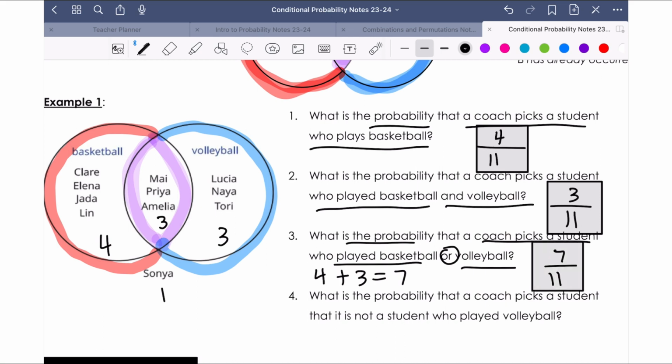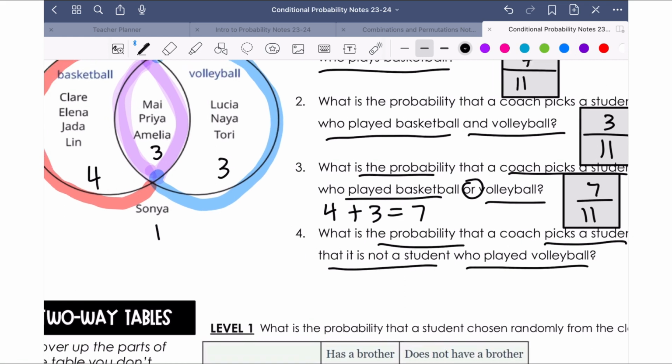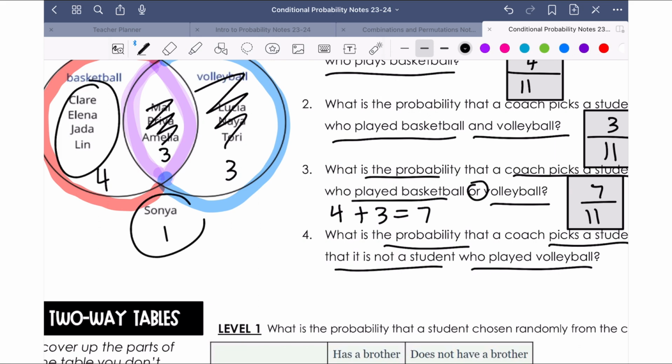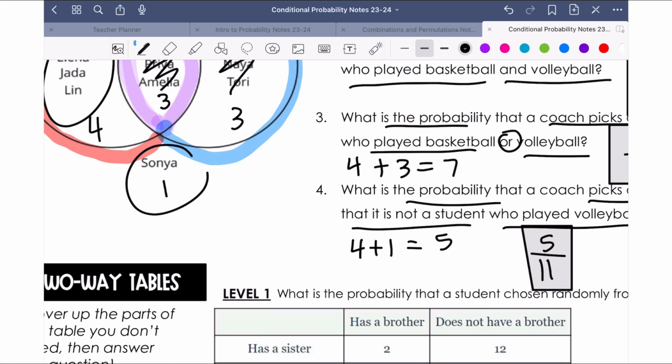Okay. And then the last one, what's the probability that the coach picks a student who did not play volleyball? So who are the girls that did not play volleyball? Well, we can't choose the ones here, and we can't choose the ones that played both. So only these and then the one that didn't play anything. So what is 4 plus 1? 5. So 5 out of 11 girls did not play volleyball.